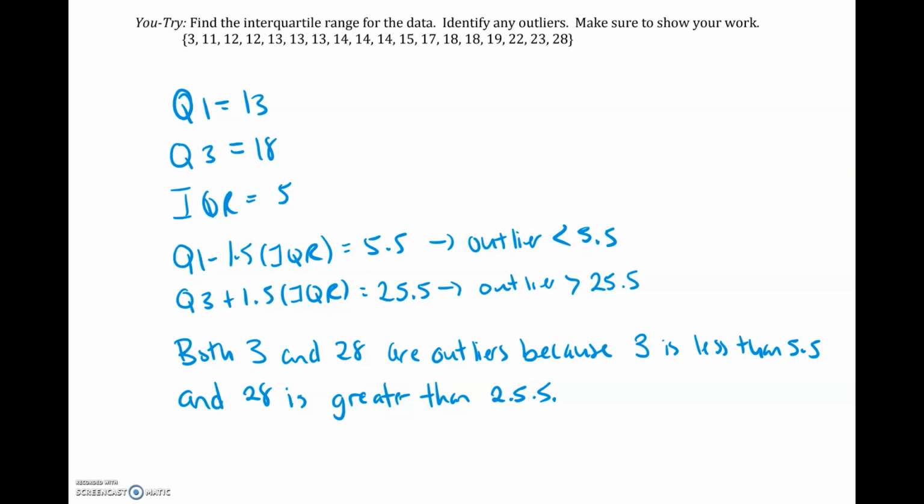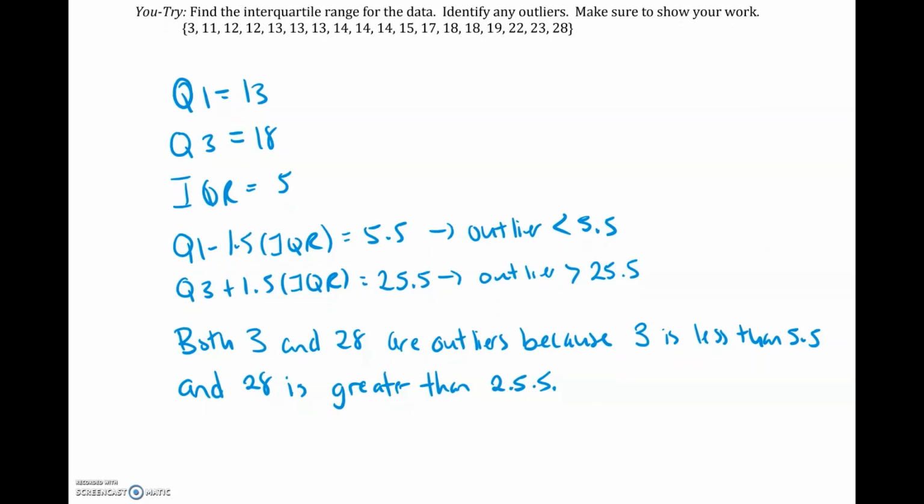And then we want to calculate the boundaries for our outliers. So remember that's 1.5 times the IQR. We're going to subtract that from Q1 or add it to Q3 so we can see, okay, outliers are less than 5.5 or greater than 25.5. And then we can determine, hey, look, 3 and 28 both are outliers. Make sure you're being careful and explaining how you know, because remember, communicating your knowledge is the most important piece. So that's the first U-try problem.